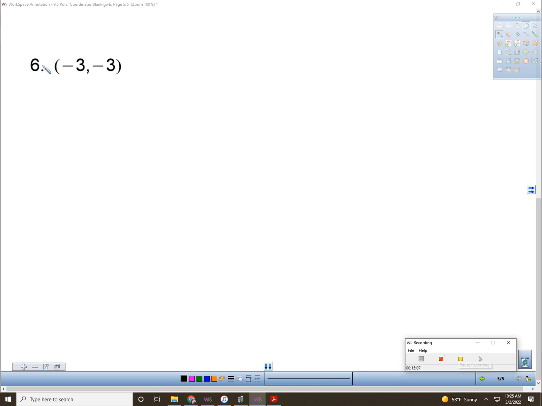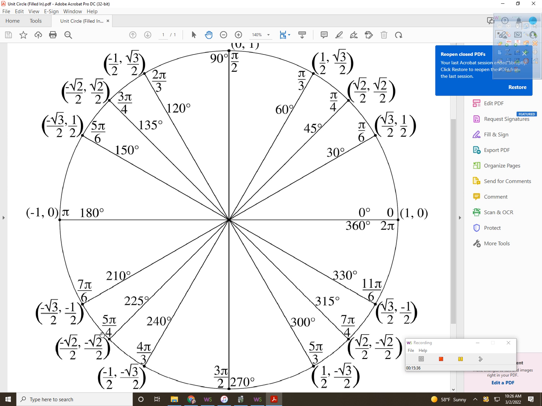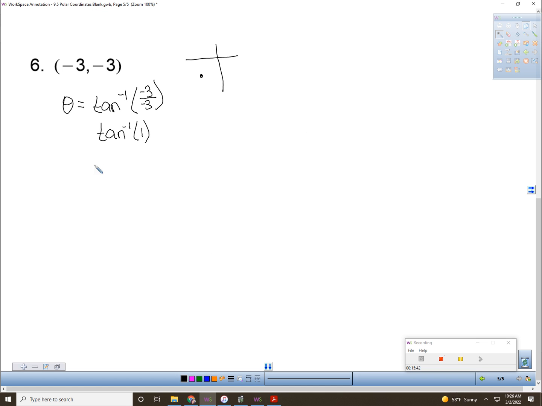So let's take a look at number 6. So I've got theta is equal to tan inverse of y divided by x. So the tan inverse of 1. Now, I already know that the point -3 is in the third quadrant. So I'm looking for an angle in the third quadrant that has a tangent value of 1. Well, the only way I get a tangent value of 1 is if I divide two of the same things. So my angle is the 5 pi over 4.